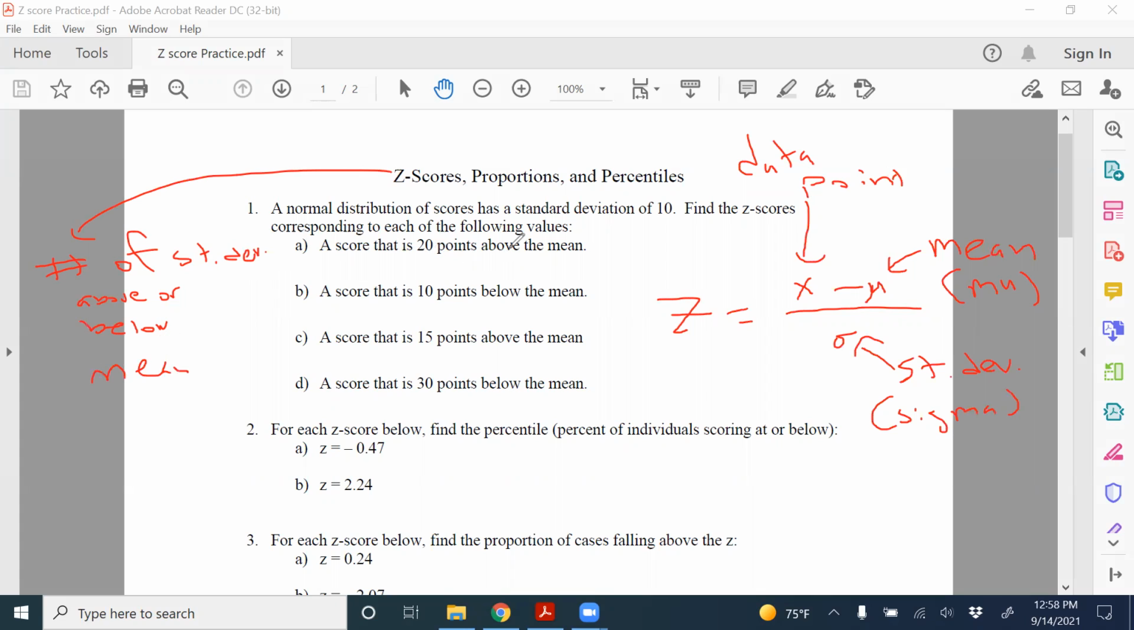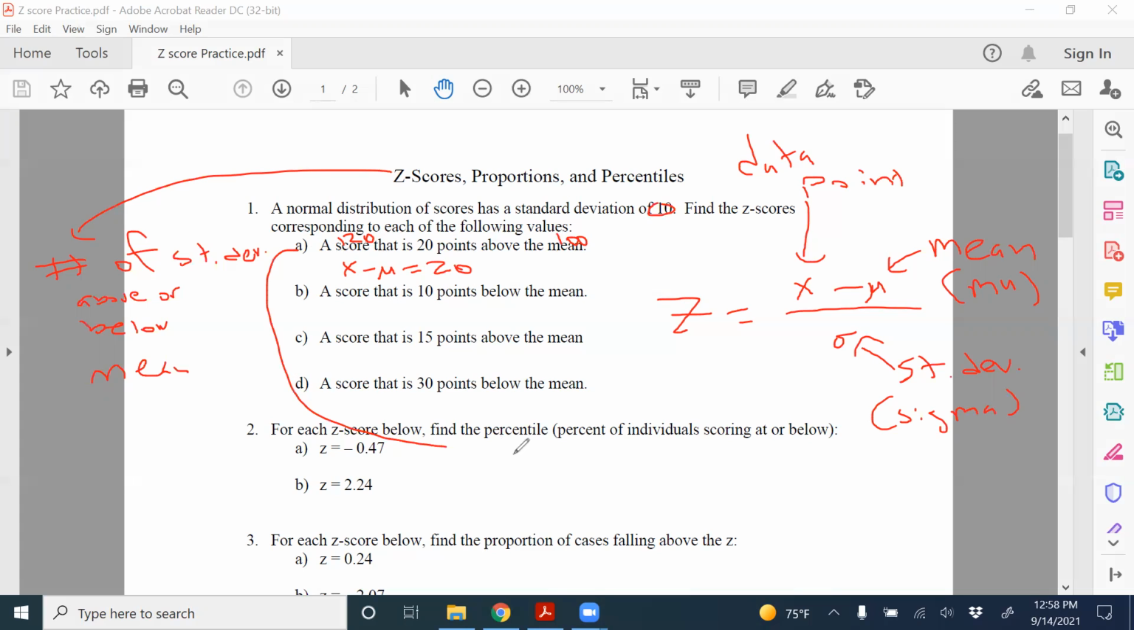So for example, a score is 20 points above the mean. Okay, well, I don't know what the mean is, but if your score is 20 points above the mean, what this means is that x minus mu is going to equal 20. For example, if your mean were 100, then your score would be 120, right? And the standard deviation told us 10.